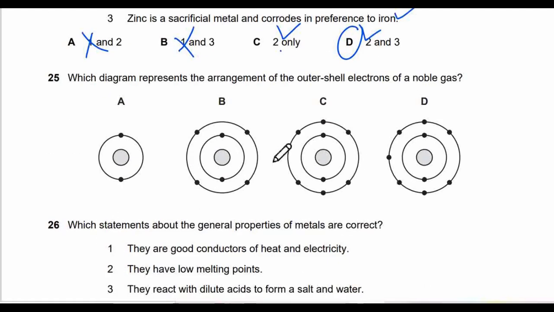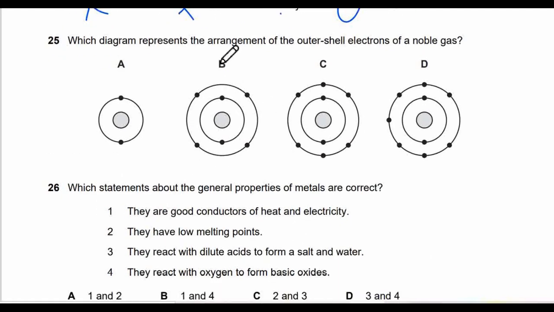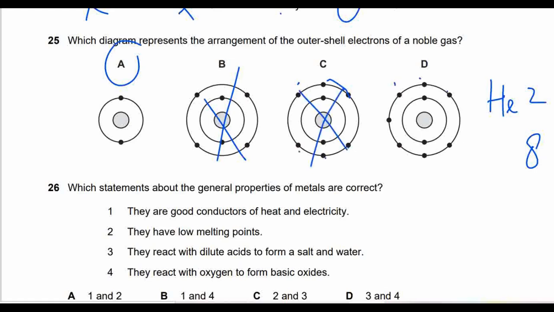Alright, question 25. Which diagram represents the arrangement of the outer shell electrons of a noble gas? A noble gas has 2 on its outer shell, or 8. Only helium has 2, but the rest have 8. So let's check. This is correct. This has 4, not. This has 5, not. This has 7, not. So this is 7, this is 6, this is 4, this is 2. Correct, that is for helium.